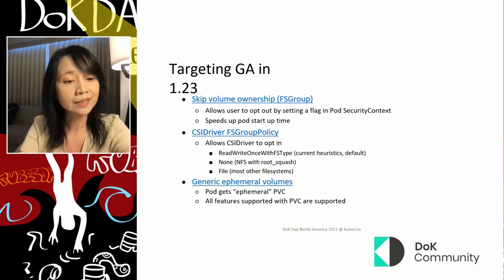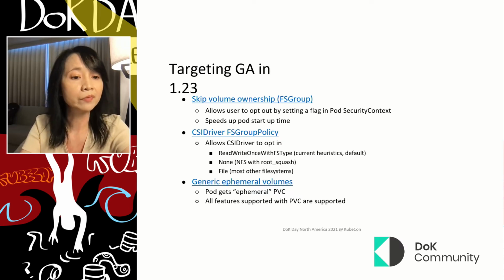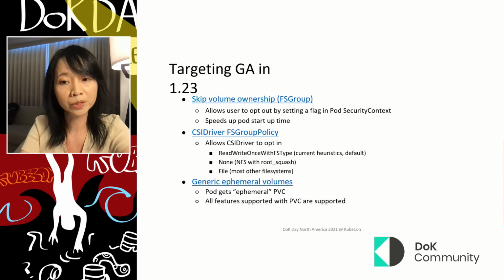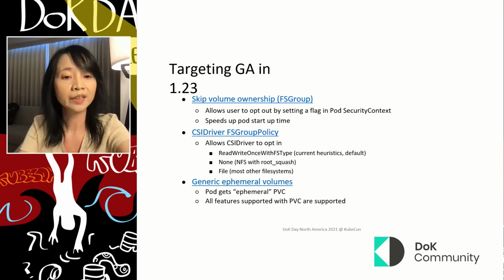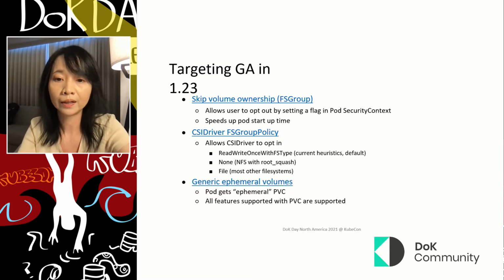The second one is the CSI driver FS group policy. Sometimes FS group cannot be applied to volumes at all, for example, if the volume is an NFS share with root squash option. So we have this FS group policy feature for CSI drivers to opt in. This is also targeting GA in 1.23.